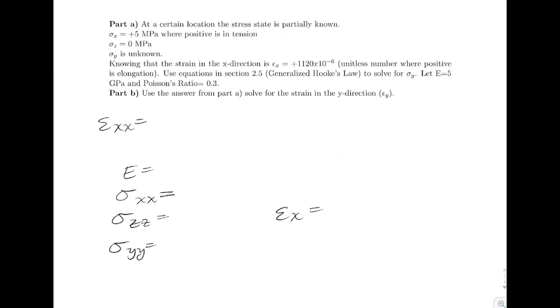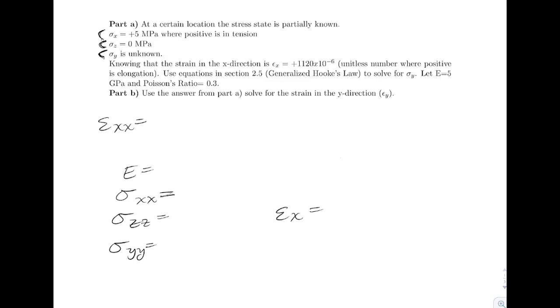Our example now gives us a partially known state of stress. We're told that sigma x has a plus 5 megapascal value. Again, positive is tension. Sigma z is equal to 0, and sigma y is unknown. That's what we're actually going to solve for.